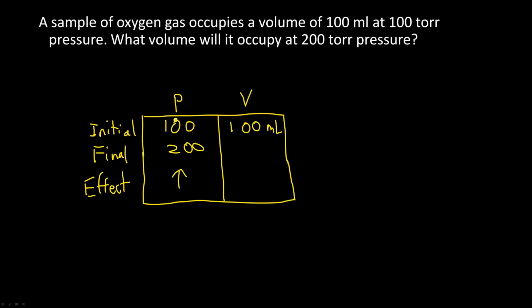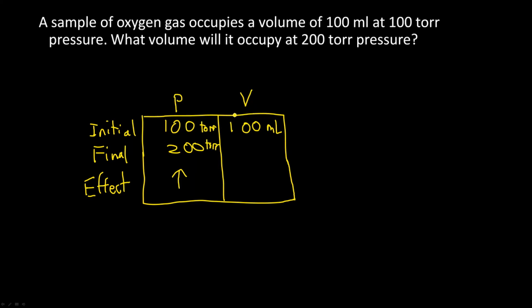Okay, so now let's do a problem on Boyle's Law. The problem we have here basically says a sample of oxygen gas occupies a volume of 100 milliliters at 100 torr pressure. What volume will it occupy at 200 torr pressure? Well, remember, we know that the relationship between pressure and volume is inversely proportional. So basically, we see that pressure has increased from 100 torr to 200 torr.